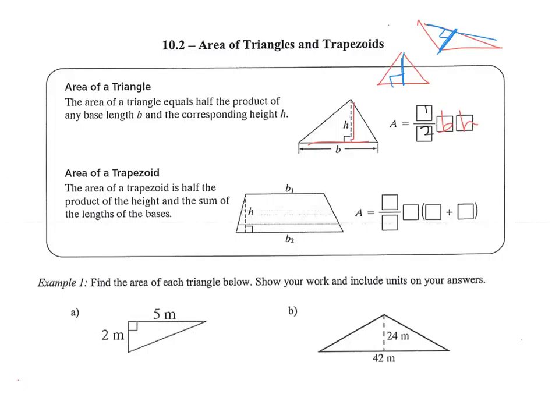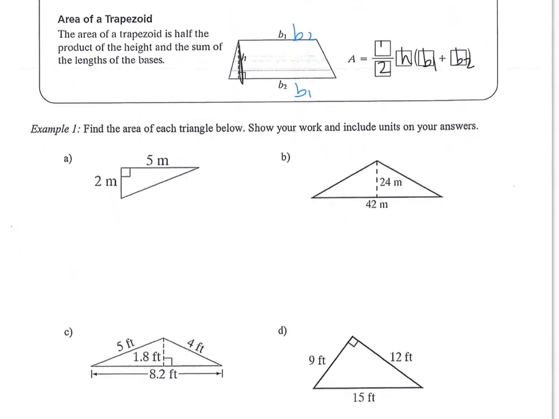A trapezoid has 2 sides that are parallel. These are called the bases. Base 1, base 2. Or you could write base 2, base 1. It doesn't matter. But the trapezoid formula is 1/2 the height. So the height makes a 90. Parentheses B1 plus B2. So again, when we find the area, we're going to write our formula and substitute it in.